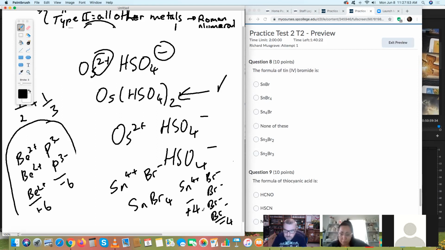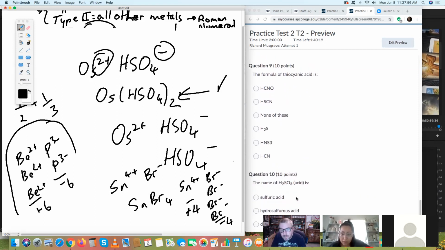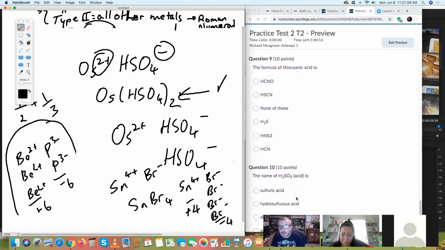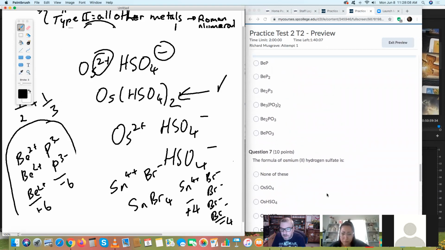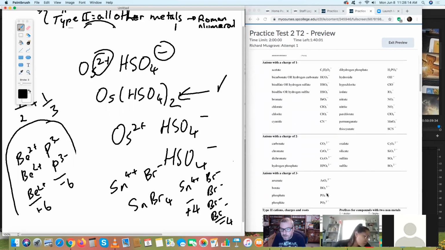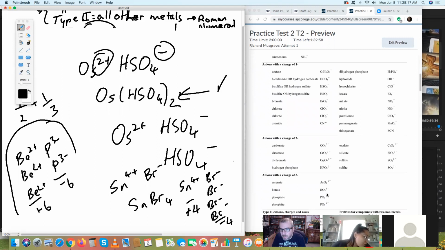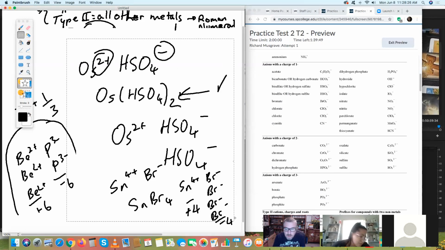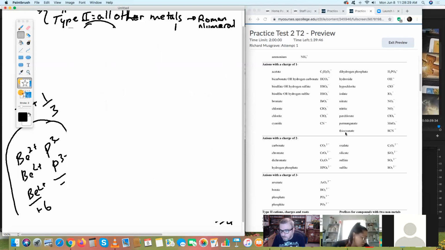Okay. So this one here, thiocyanic. Notice how there's no hydro out the front? So you know that must come off the polyatomic ion sheet. So you look for thiocyanate. There it is there. Do you see here? Okay. So SCN negative.